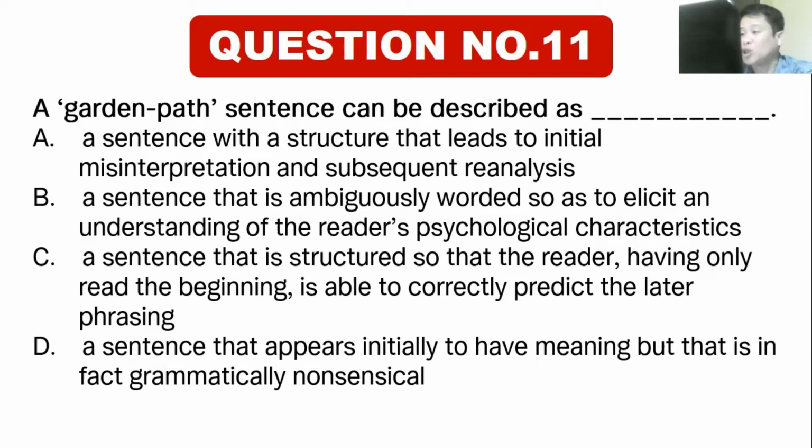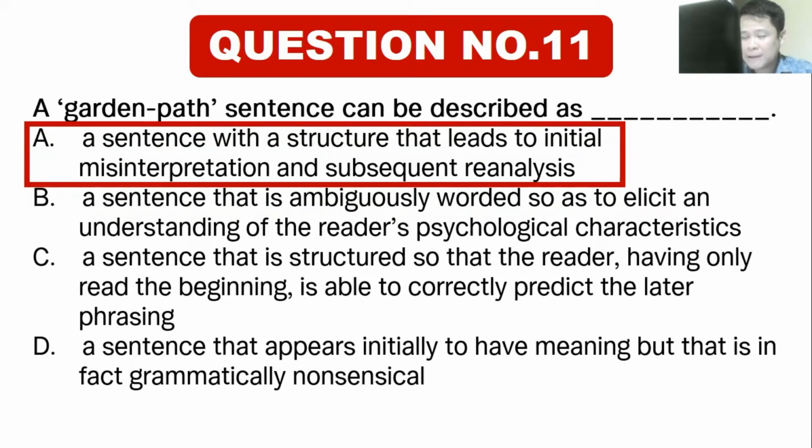Again, A, a garden path sentence is a sentence with a structure that leads to initial misinterpretation and subsequent reanalysis. B, a sentence that is ambiguously worded so as to elicit an understanding of the reader's psychological characteristics. C, a sentence that is structured so that the reader, having only read the beginning, is able to correctly predict the later phrasing. D, a sentence that appears initially to have meaning, but that is, in fact, grammatically nonsensical. The correct answer is letter A. A garden path sentence can be described as a sentence with a structure that leads to initial misinterpretation and subsequent reanalysis.